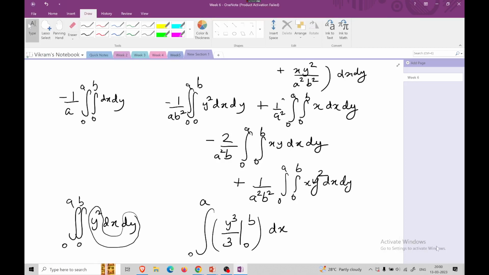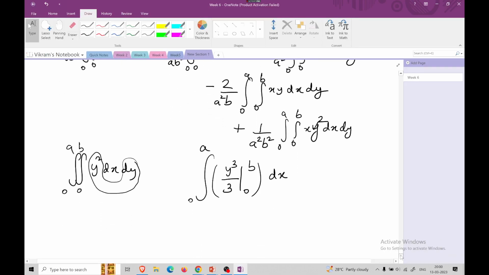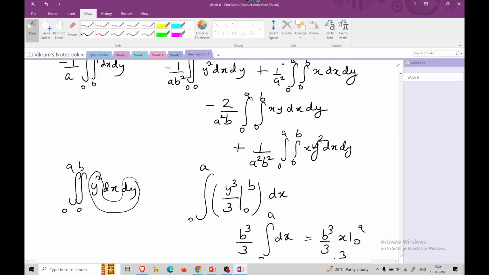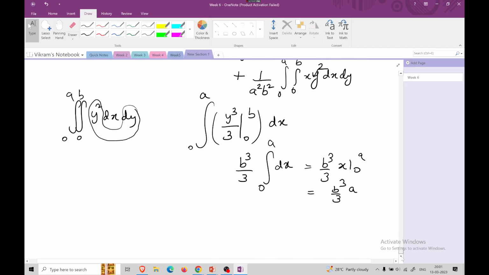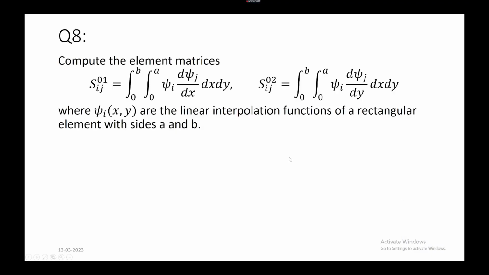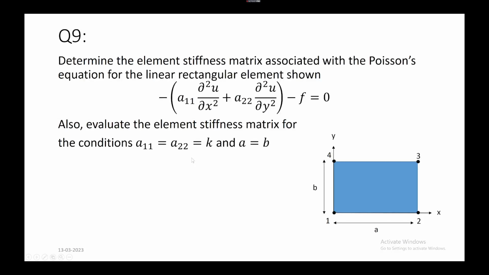Correct. So what is y cube by 3? It will be b cube by 3. This will come outside, integral 0 to a dx. So this will be b cube by 3 into x from 0 to a, which will be b cube by 3 into a, so ab cube by 3. So this is one way of doing the integral. Like this we have to do the integral for all these terms, and then calculate the one component, and then assemble the whole matrix. This also I will skip now, because we do not have time.